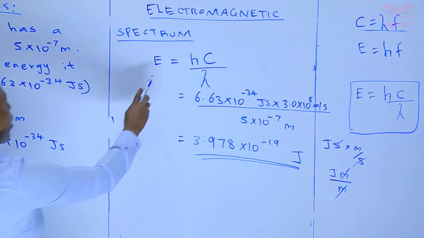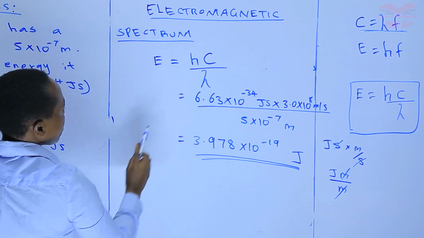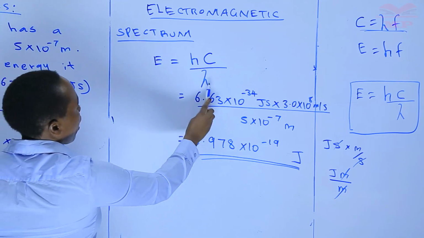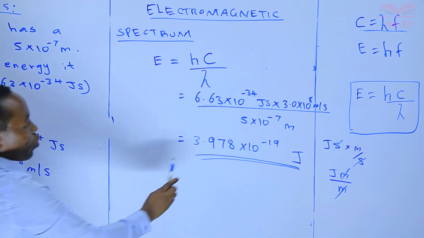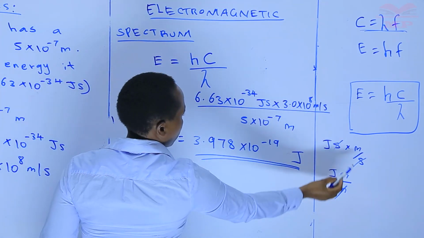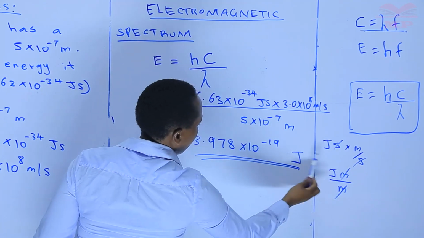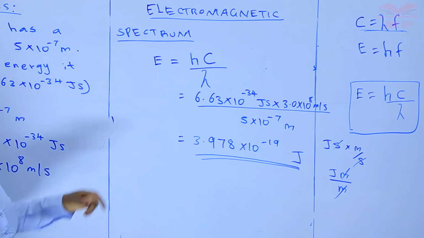That is the energy. We have said it is Planck's constant multiplied by the speed of light divided by the wavelength. And you can see this and this will cancel. We remain with joules, meters, divided by meters, we remain with joules. And that is the SI unit of energy. Hope that is clear. So we want to look at another example.